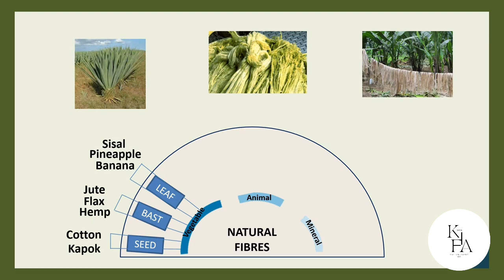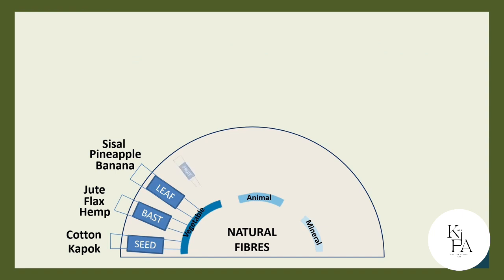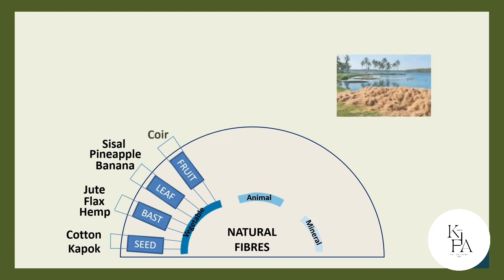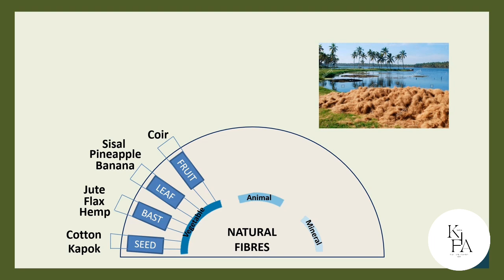The next one is the fruit fibers. The husk in which a fruit is encased is sometimes fibrous. Can you all guess which fruit produces a fibrous husk? Yes, it's coconut. The husks are fibrous and produce coir fiber. India and Sri Lanka are the largest producers of coir fiber.